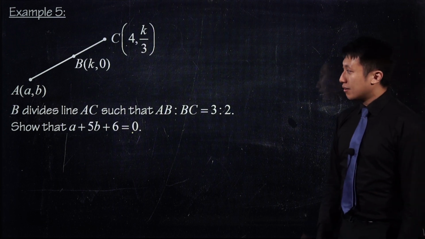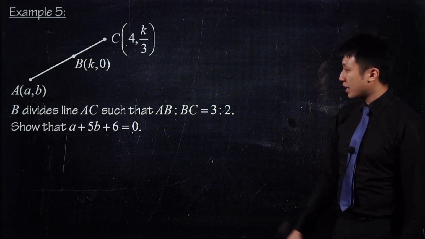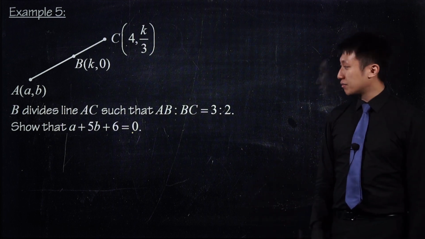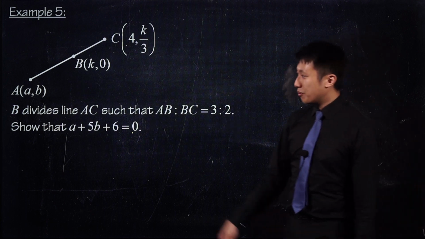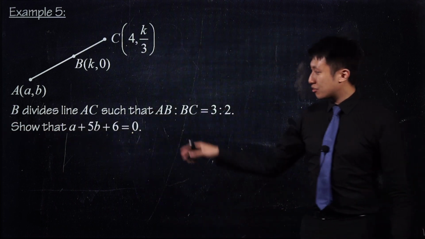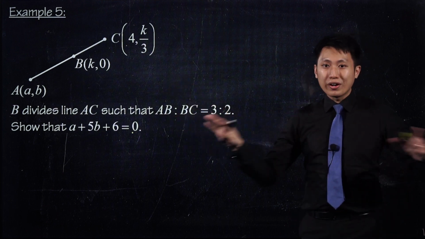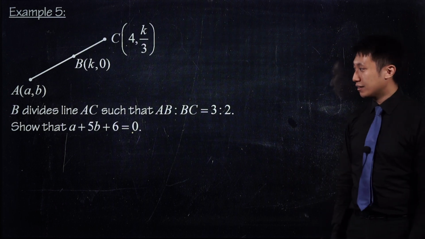Great, you're doing well. Okay, B divides AC such that AB to BC is 3 to 2. Show that A plus 5B plus 6 is equal to 0. Like I said, whenever you have proving these kinds of things, you don't care. You just write down what the question tells you, change these words into equations, then you get that automatically.